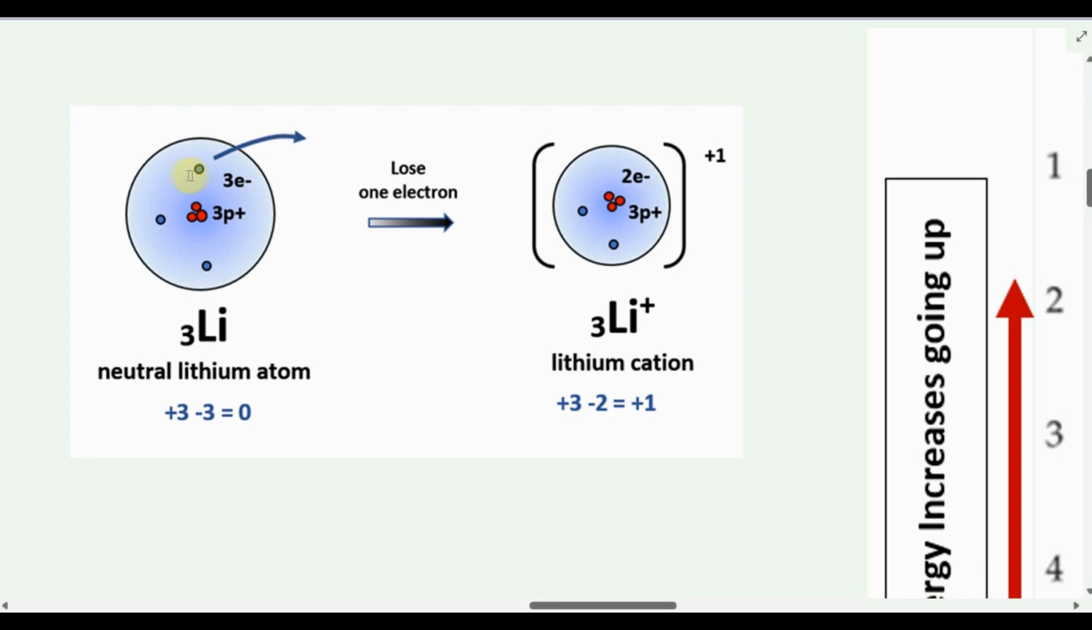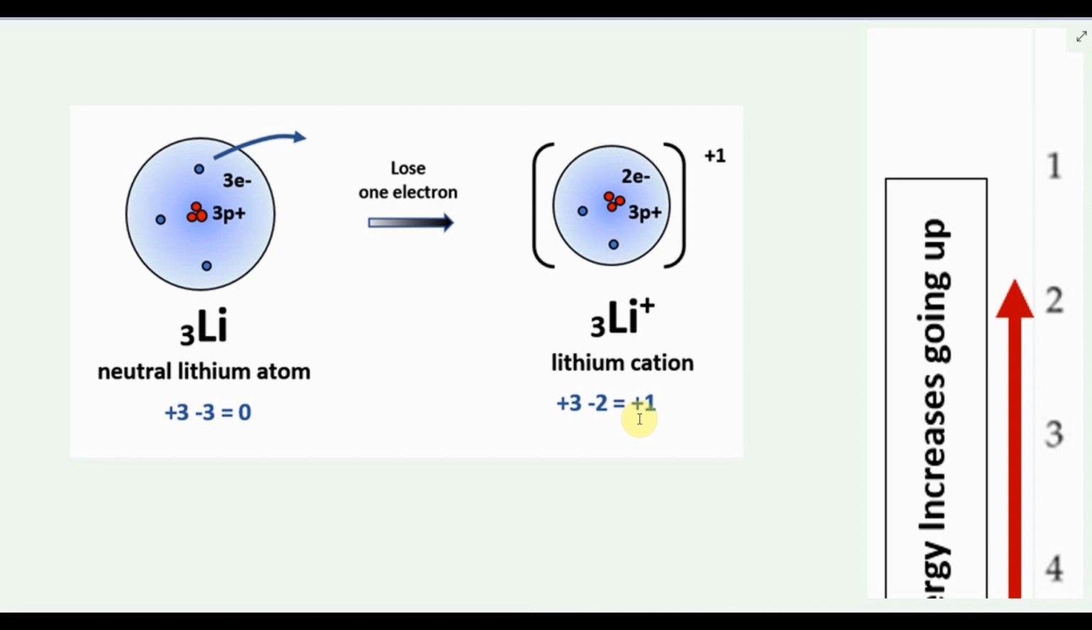Now see if this makes sense to you. If lithium is neutral because it has an equal number of positive and negative charges, if you took one of those negative charges away, then it has one less negative charge. It now has to be positive. So here we have again 3 protons, 3 positive charges, but now only 2 negative charges, so the net charge is plus 1. When an atom is ionized, it gets a plus 1 charge. I'm saying it takes energy to do so.